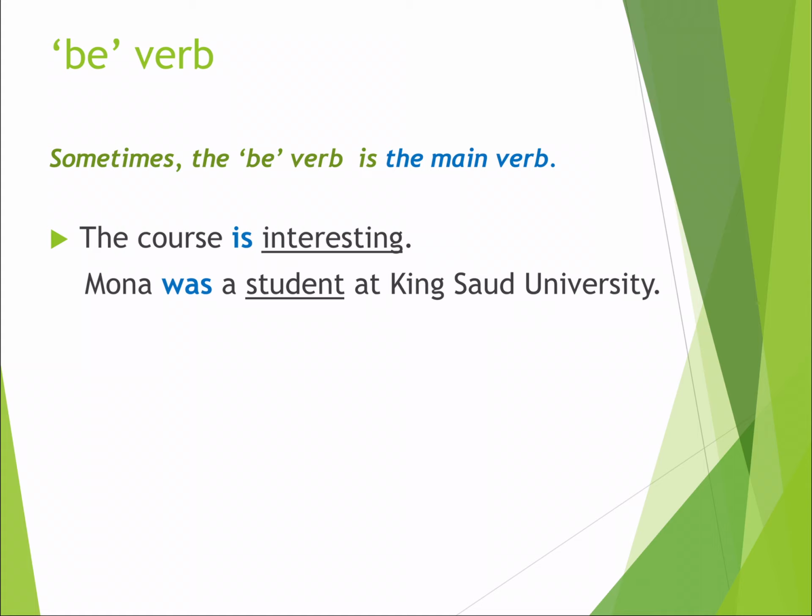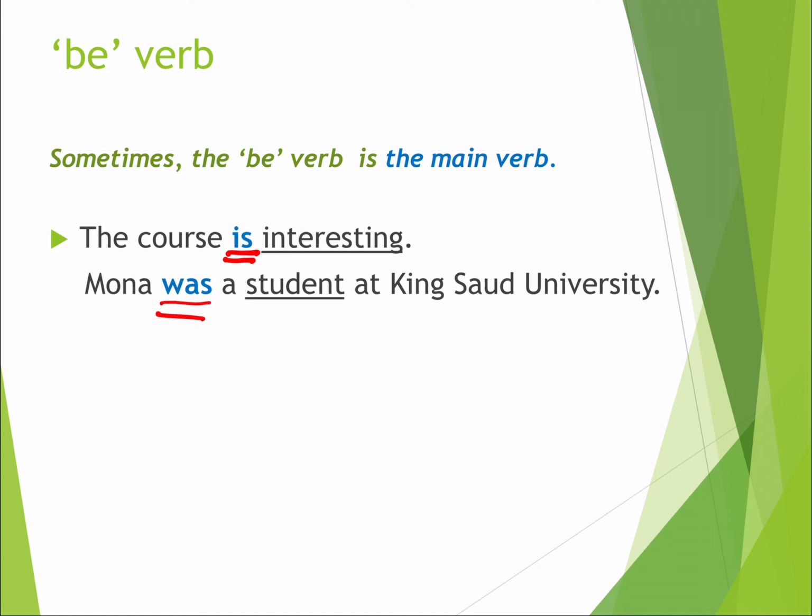Okay, the be verb. The be verb is a very common non-action verb. It provides a lot of information. So let's take a look again at the first sentence. The course is interesting. There's our be verb. Let's look at the second one. Mona was a student at King Saud University.